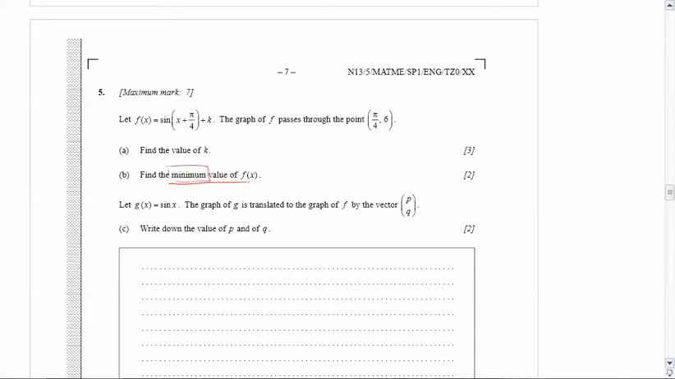Remember, if you set the derivative equal to 0, that gives you all stationary points. That's minimums, maximums, and horizontal inflections. So be careful if you decide to do that.